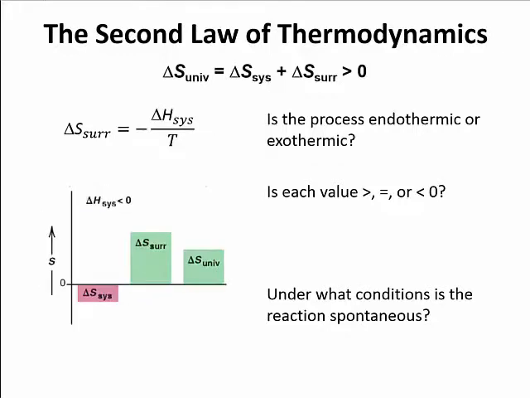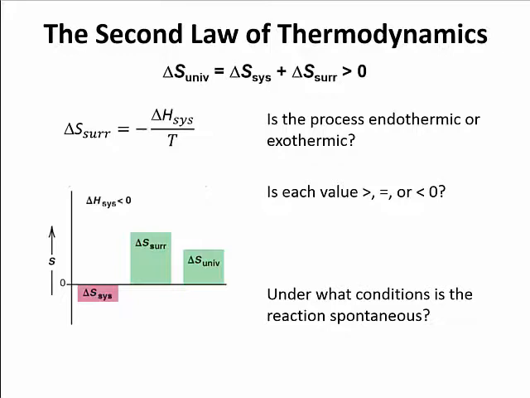Okay, let's look at another example. All right, endothermic or exothermic? Well, delta H of the system is less than 0, so it's an exothermic process. If delta H is less than 0, it's always a negative, which means delta S of the surroundings is always positive.